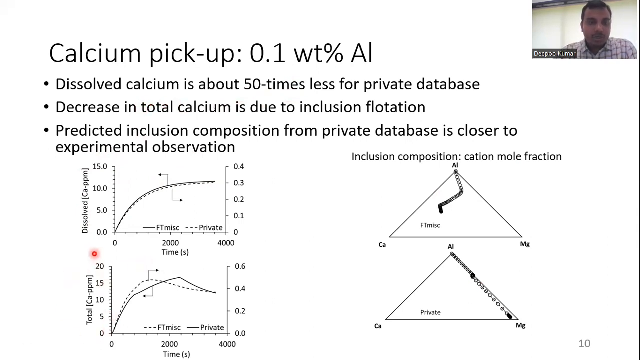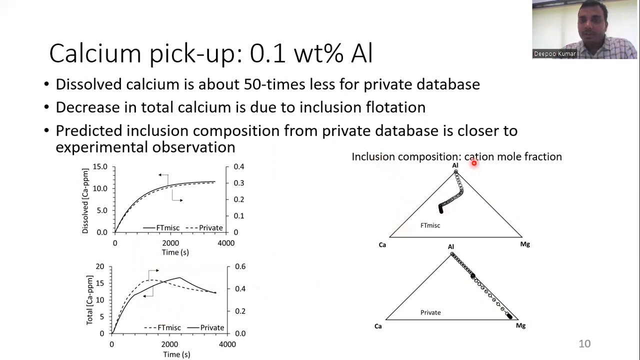Similarly, if you look at the total calcium, we have almost similar behavior. There is an increase, and then it's followed by some decrease in total calcium. The decrease could be primarily for a couple of reasons. One is that the flotation of calcium-containing inclusions will essentially decrease total calcium in steel. And also, it could be that at a later stage, when you have the spinel to MgO transformation, the dissolved calcium in steel may itself come down.